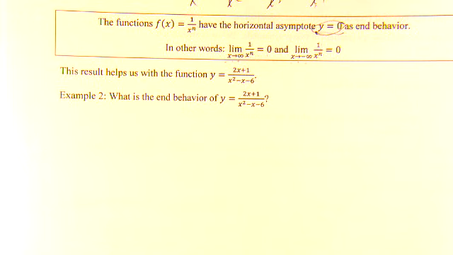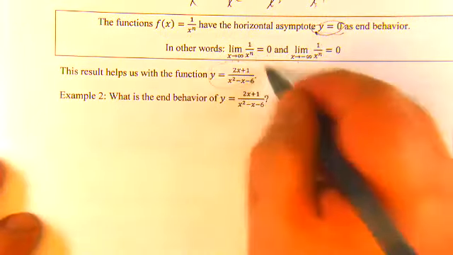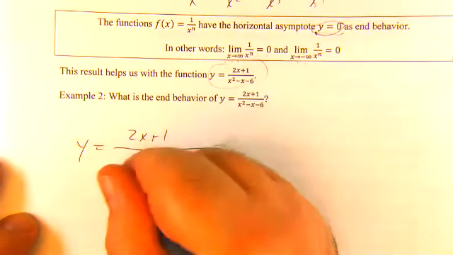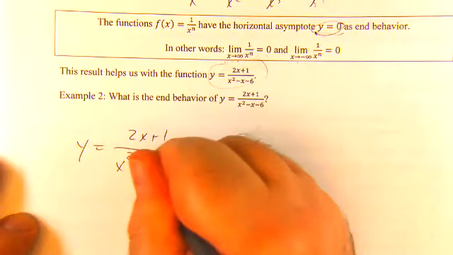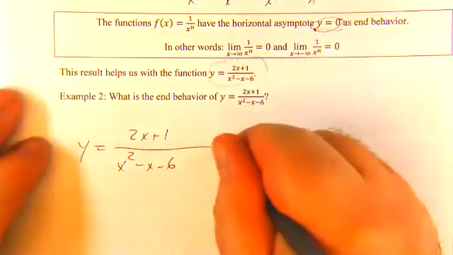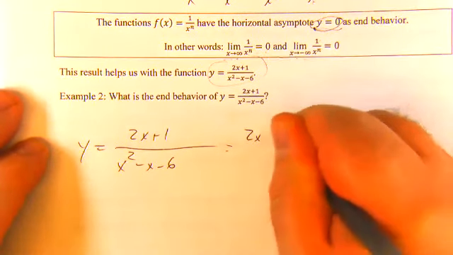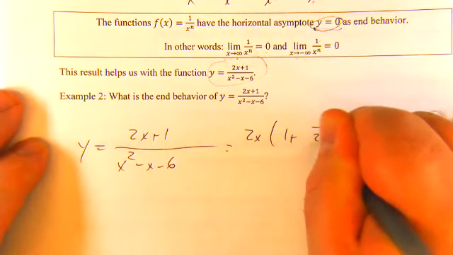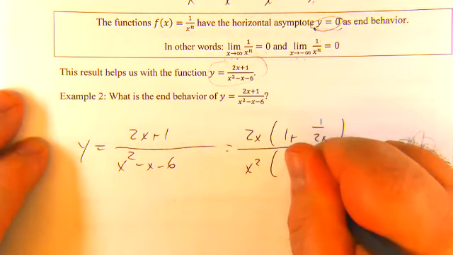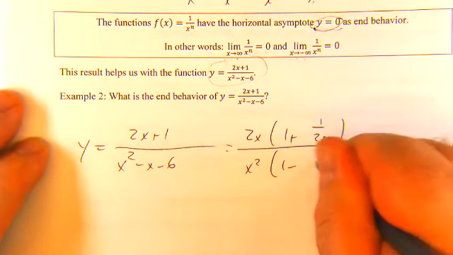Okay, so how can that help us with this function? So y equals 2x plus 1 over x squared minus x minus 6. I want to know about the end behavior. So what I'm going to do is a little bit of a trick. I'm going to factor out a 2x out of the top, and an x squared out of the bottom.